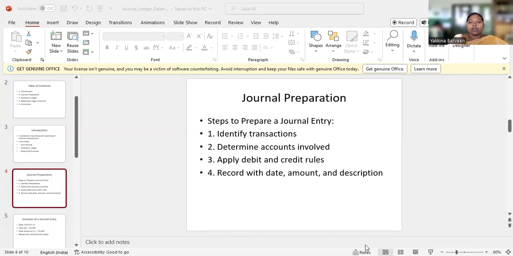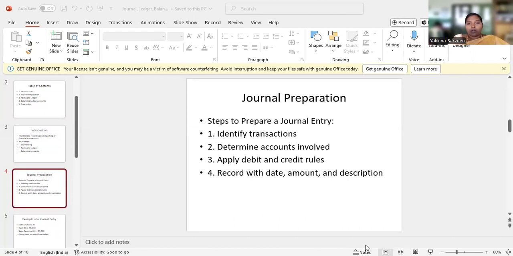Okay, then how to apply debit and credit rules. Debit what comes in, credit what goes out, based on accounting principles. Then fourth, record the transaction. We have to record the entire details such as date, amount, and a brief description. For example, regarding cash sales, a business receives rupees 3,000 from cash sales.